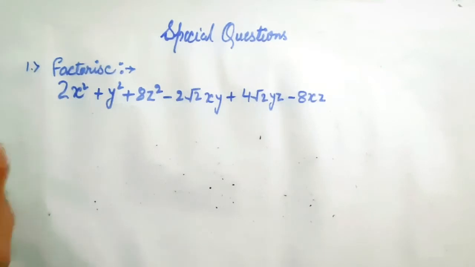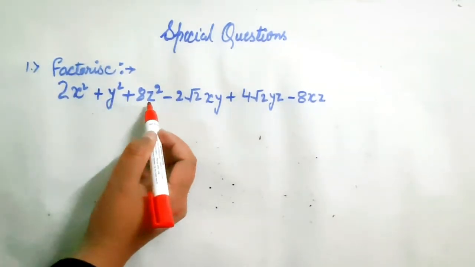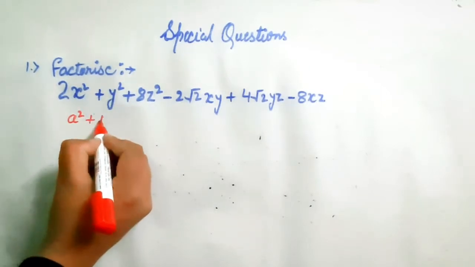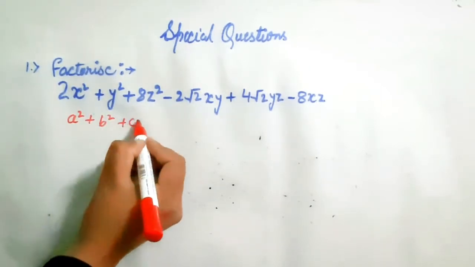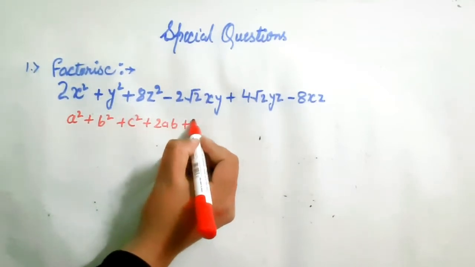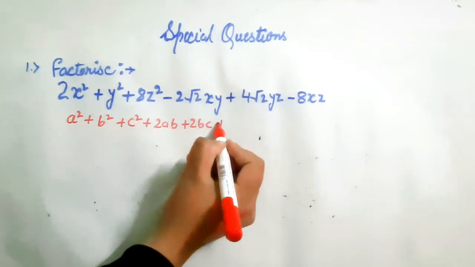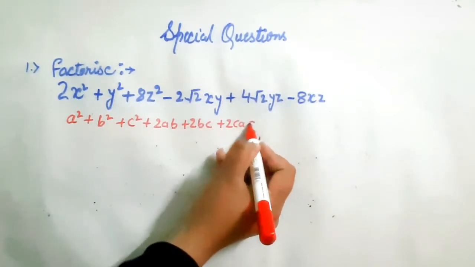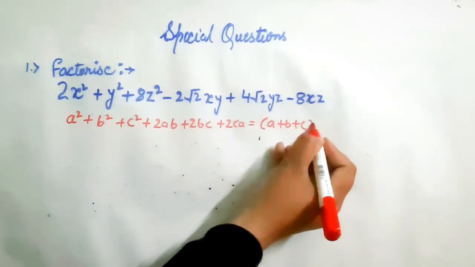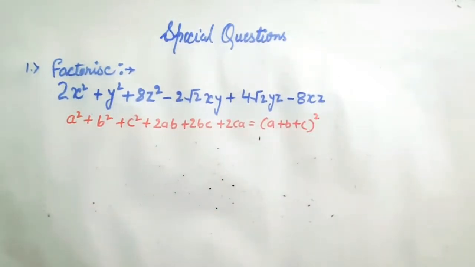So it is a square plus b square plus c square. The identity will be a square plus b square plus c square plus 2ab plus 2bc plus 2ca equals a plus b plus c whole square. Now compare the terms of the identity with the terms of the question.